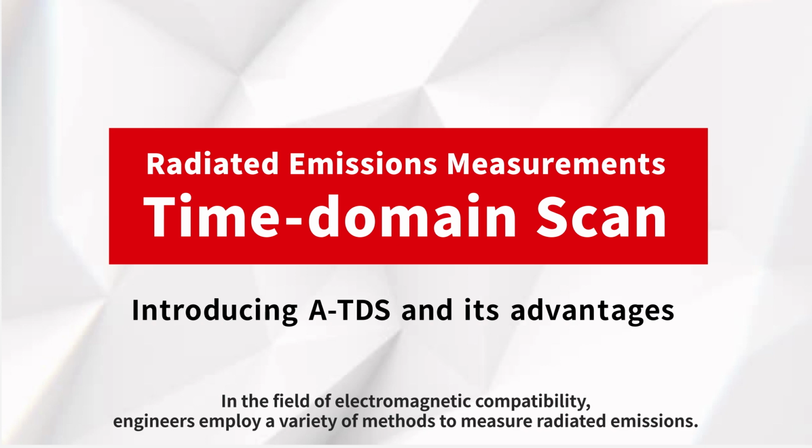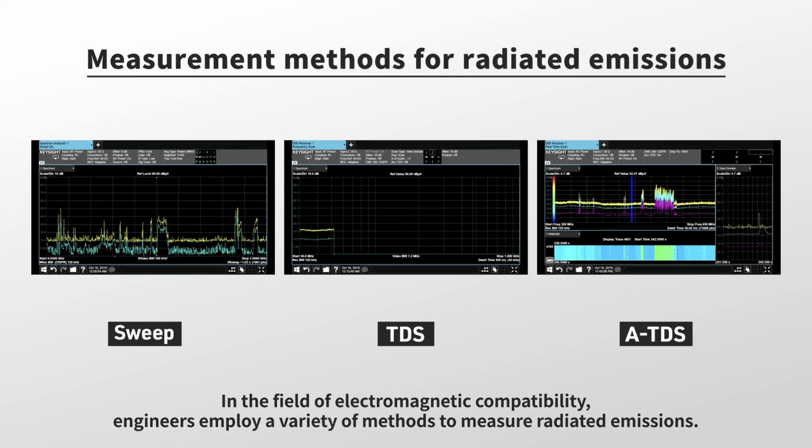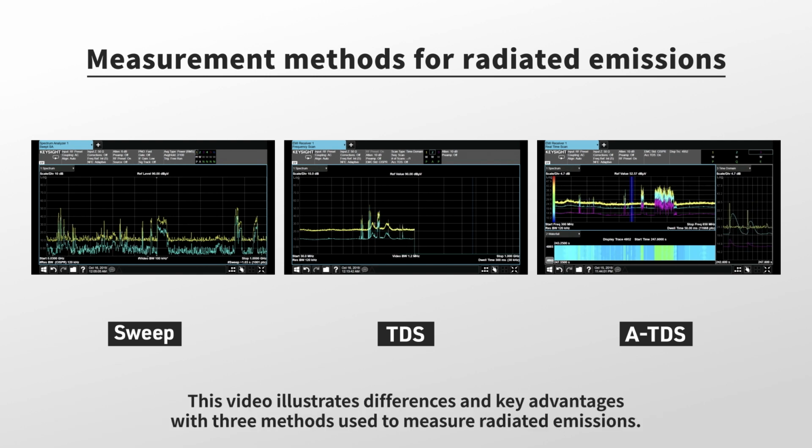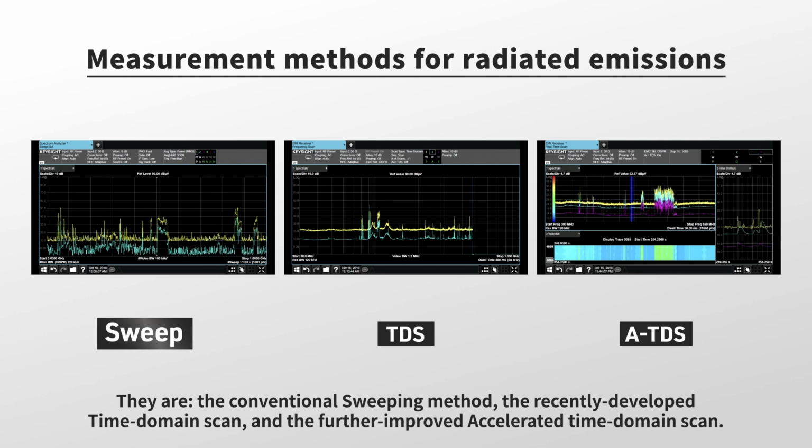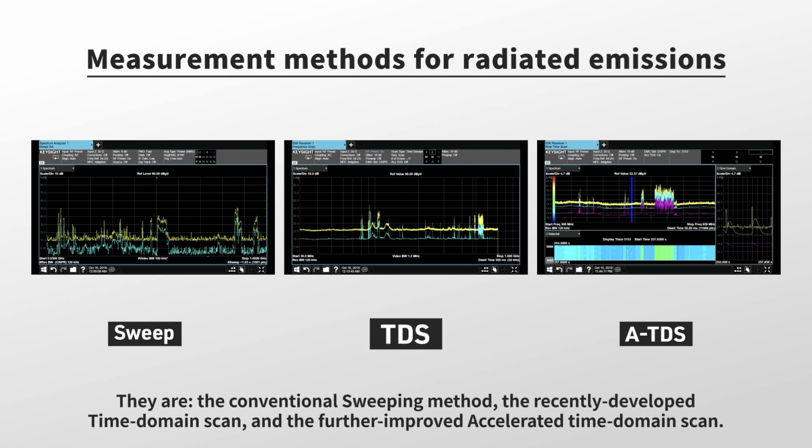In the field of electromagnetic compatibility, engineers employ a variety of methods to measure radiated emissions. This video illustrates differences and key advantages with three methods used to measure radiated emissions. They are the conventional sweeping method, the recently developed time domain scan, and the further improved accelerated time domain scan.